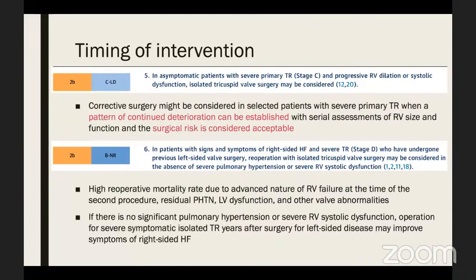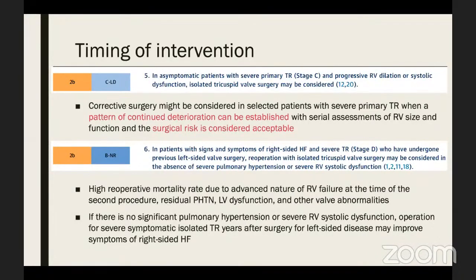Recommendation number 5, in asymptomatic patients with severe primary TR, which is stage C, so asymptomatic, and progressive RV dilation or systolic dysfunction, isolated tricuspid valve surgery may be considered. This is class 2B level C. Corrective surgery can be considered in selected patients with severe primary TR when there is a pattern of continued deterioration on serial assessments of the RV size and function, and if the surgical risk in those patients is deemed acceptable.